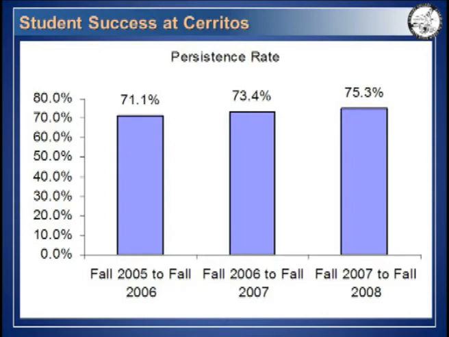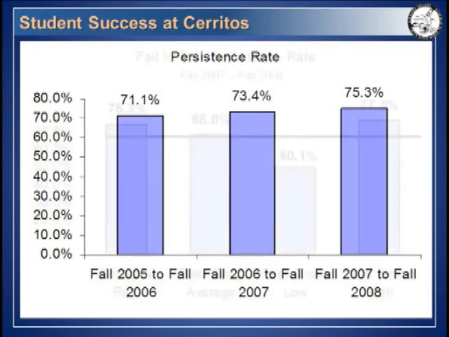Persistence rate, this is actually one of our strongest categories. And the way they measure it is to look from fall to fall. So if students took at least 6 units in one fall term, then they look to see if they came back in the following fall, actually at any college in the system. So this has been rising for us from 71 to 73 to 75, so we're on an upward trend.